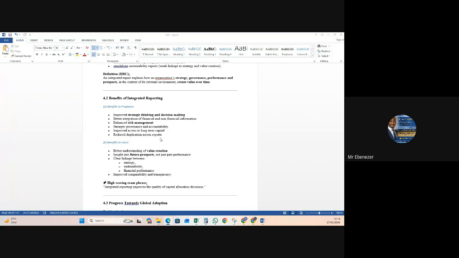But what about the benefits to those who are using the financial statement? It can create better understanding of the value an organization has created. You will understand what the company is going through, the value they have created. You will also have an insight into their future prospects, what they intend to do in the future. Then it creates a linkage. There's a difference between linkage and leakage. A linkage between strategy, sustainability, and financial performance. And the last thing is that it improves comparability and transparency.